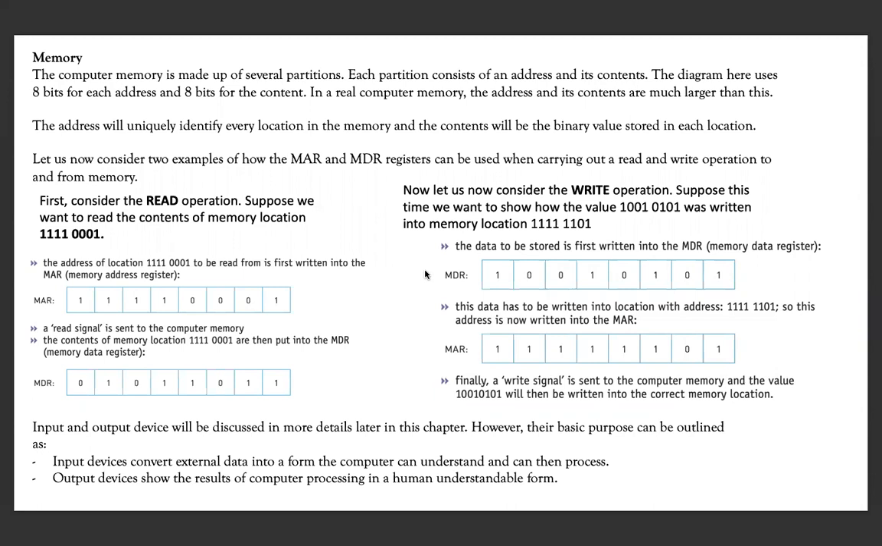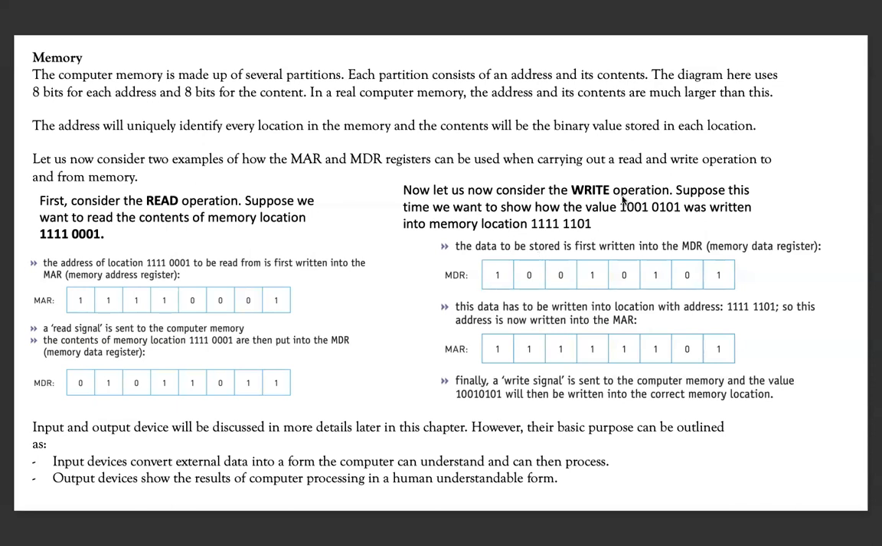Now let's look at the write operation. Suppose that we want to show how this value, which is data by the way, was written into the memory location, which is the address. Again, the relationship of MDR and MAR is similar. But in this case, the process slightly changes.